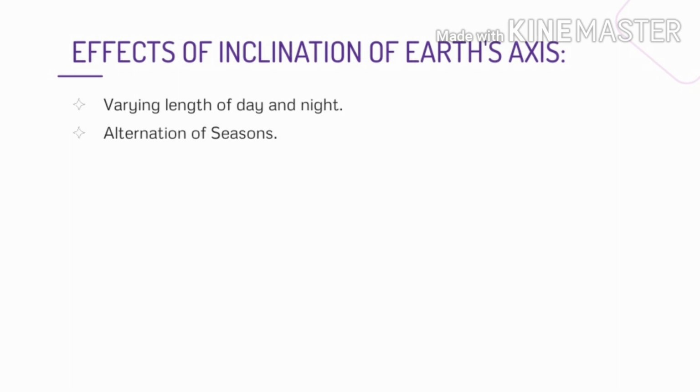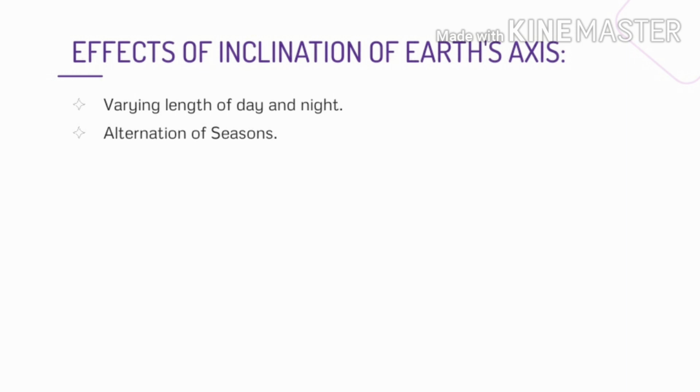So we will deal with the varying length of day and night first. Due to the inclination of the earth's axis, the circle of illumination also shifts its position. When the earth is revolving around the sun, the circle of illumination shifts its position. If the earth's axis was perpendicular instead of being tilted, then every place on the earth would have had 12 hours of daylight and 12 hours of night. But because it is tilted, there is variation in the length of the day and night.